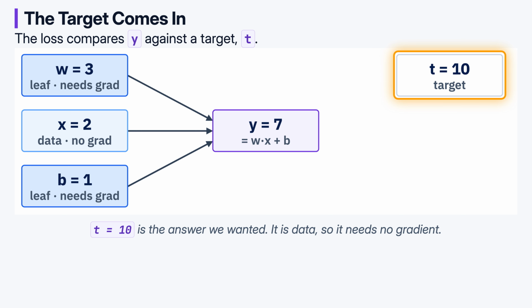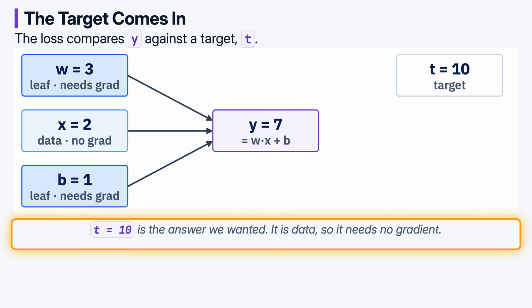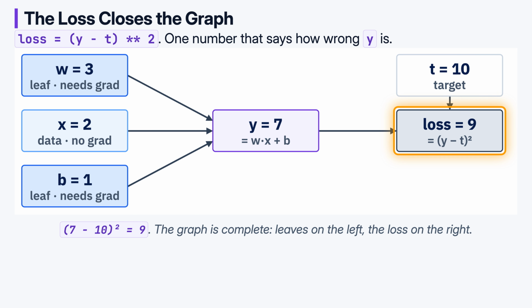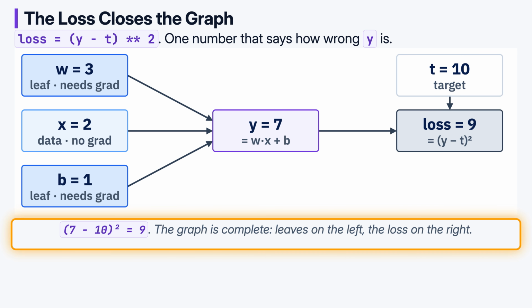Now the target arrives. t = 10 is the number the model should have produced. It's data, so it needs no gradient. It sits ready on the right, and the next line uses it. The last line is loss = (y - t)^2. PyTorch computes it. 7 minus 10 is minus 3, and minus 3 squared is 9. It draws an edge from y into the loss, and an edge from t into the loss. The graph is now complete. Leaves on the left, the loss on the right, and every step in between is on record.